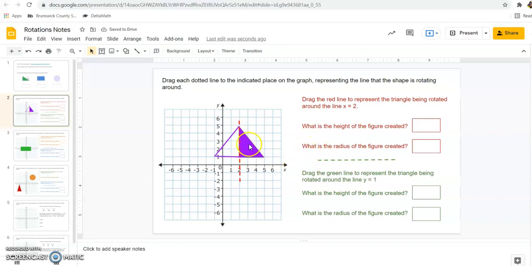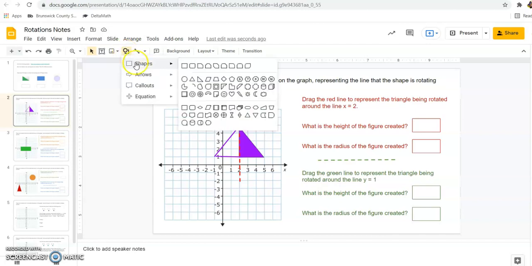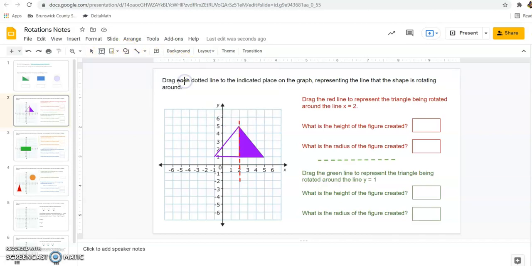So now you can see that if I spin this right triangle around and around and around, there's the other side it's going to make. But it also helps if you put the circle at the bottom, because we know it makes a cone. We just saw it on the other website. So right here, go to Shape and pick a circle.